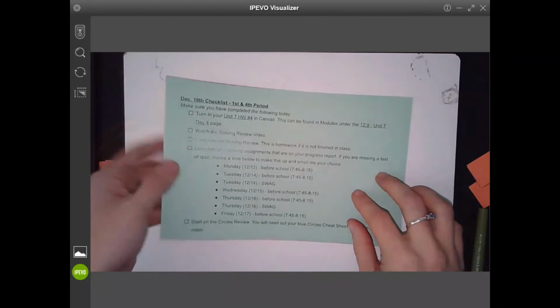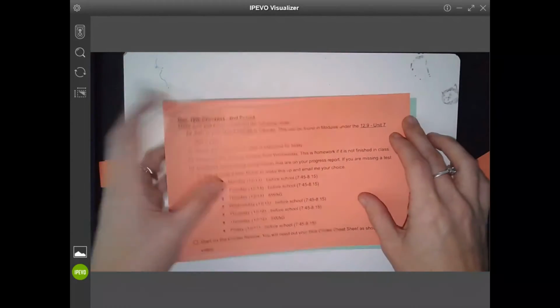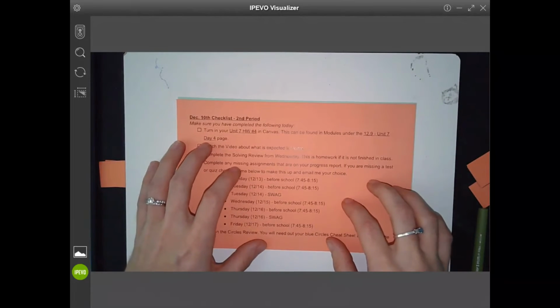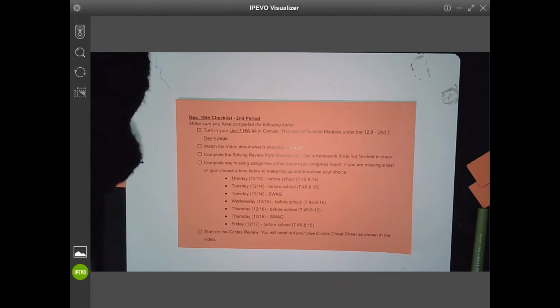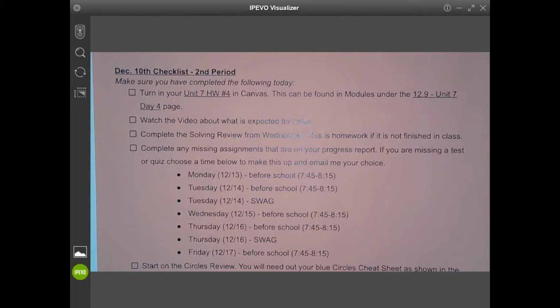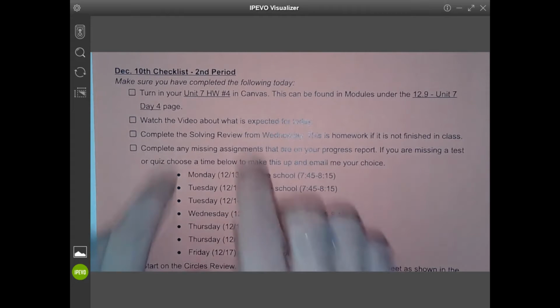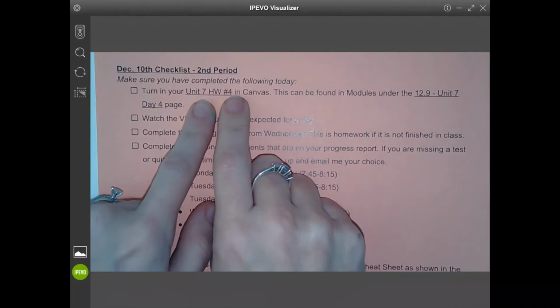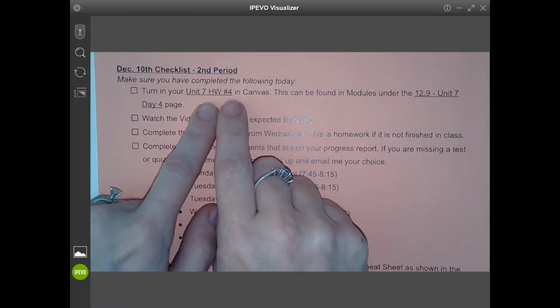All right, so I'm going to talk about second period first. First period, you still need to hear this because you will do this towards the last half of class. But second period, you've already seen the solving review. All right, so first thing everybody, all classes need to do is turn in your homework number 4, which is your word problems you were working on yesterday.